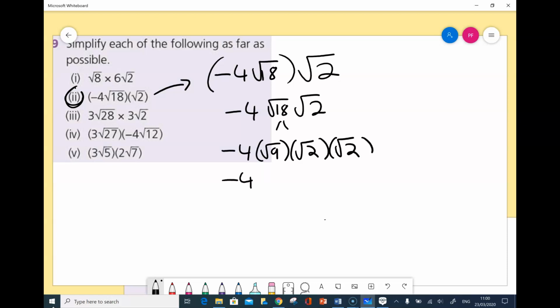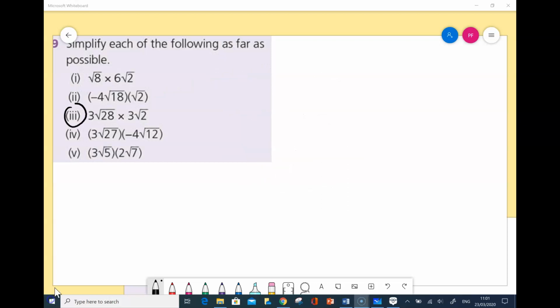The square root of 9 is 3. Root 2 by root 2 is root 4. The square root of 4 is 2. So I got minus 4 by 3, which is minus 12, by 2, which is minus 24. Part 3, I've got 3 root 28 multiplied by 3 root 2.